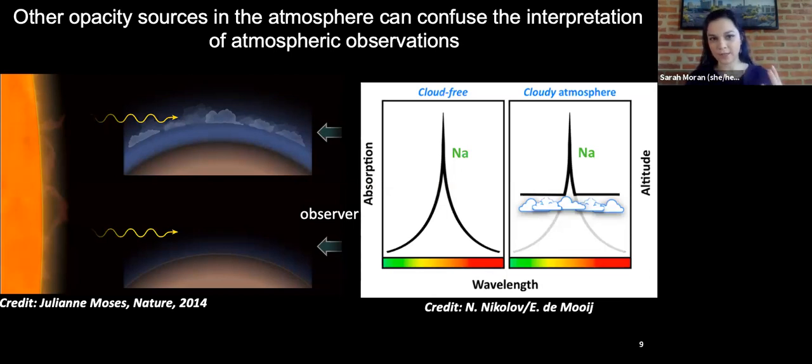If we think about this now in a graphical form, the way that this might look is if we have a clear atmosphere, we will see a nice molecular signature, but depending where that cloud is, we'll see a break. And so here you can imagine that we're still seeing the tip of that sodium line, but it's truncated at the level of the cloud. And then of course, if the cloud were even higher, we wouldn't see anything at all, which might look the same to us as a planet with no atmosphere.